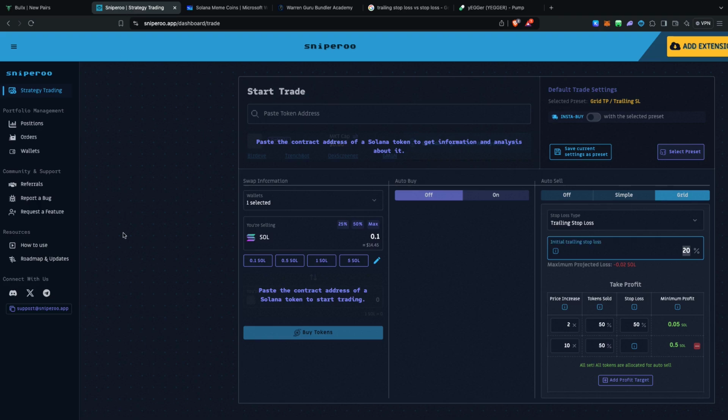Number one, you need a sophisticated trading bot. Right now, in front of you, you are looking at Sniperoo.app. This is a very good, amazing Solana sniper trading bot which does crazy things. The goodness about this amazing bot is you are able to have a trailing stop loss and a stop loss.